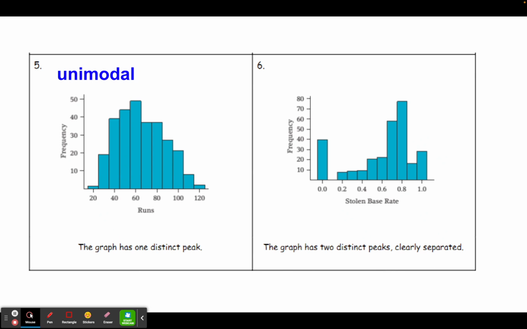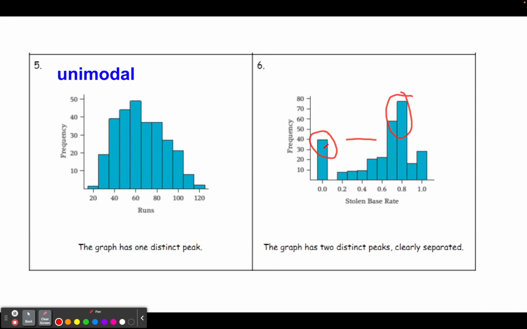Now, in number 6, that one kind of has two peaks to it, and we're looking for peaks that are clearly separated. So when we're talking about two peaks, what we're really referring to is like this being one peak and this being the other peak. And notice that there's a decent amount of separation in between those. And even though this peak isn't as high as the other one, there is kind of a spike in the data at this point, which is probably important for some reason.